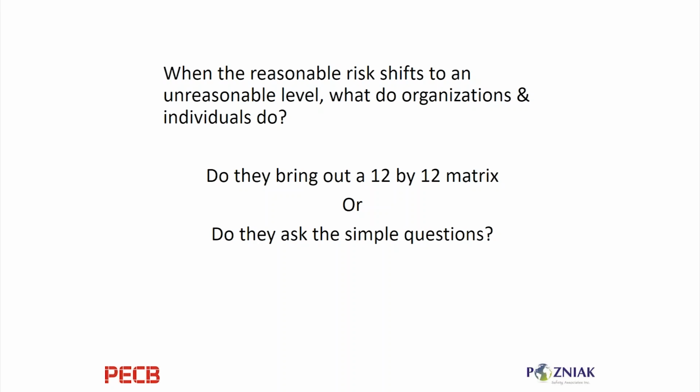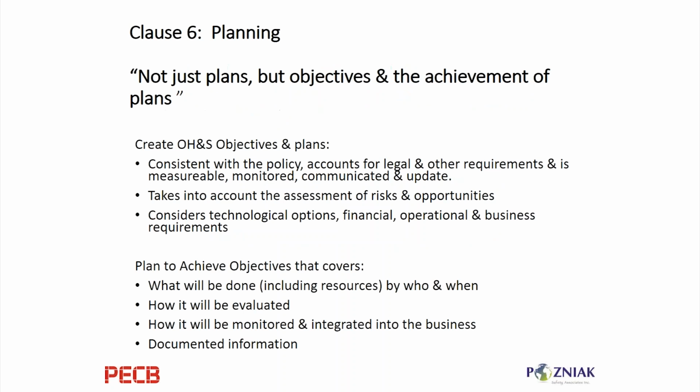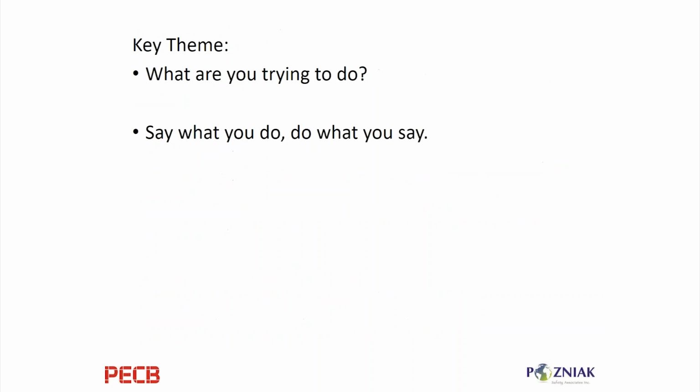45001 does talk about that we have to consider what needs to be done, all resources, who, when, the monetary aspects, what type of competencies are necessary, how will it be evaluated, how is it going to be monitored and integrated into the business units, and then the documented information that's necessary. So again, the key theme with this is what are we trying to do, and that we not only say what we're going to do, but we do what we say.